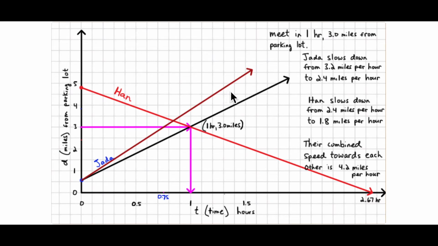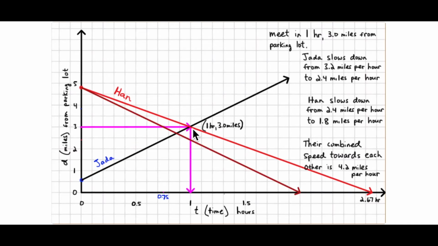So this is slowing down from 3 2/10 miles per hour to 2 4/10 miles per hour. So notice she's taking a longer time. This time is going from 3/4 of an hour to 1 hour to walk that same 3 miles. Likewise, Han's rate has to slow down.